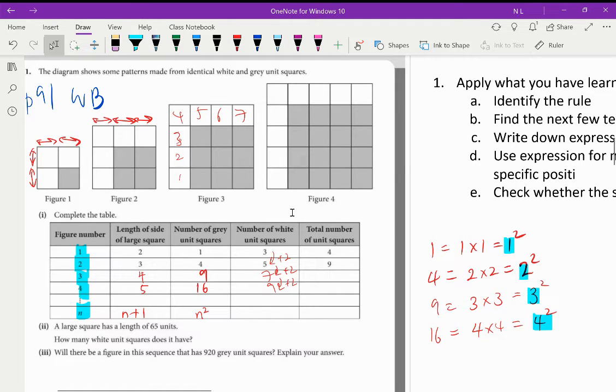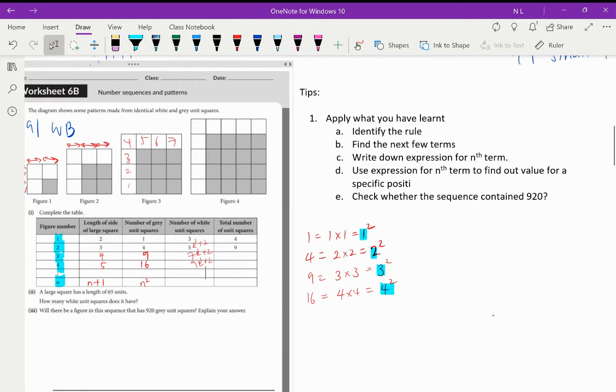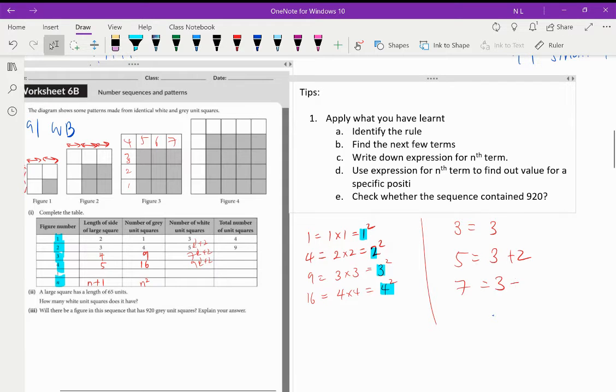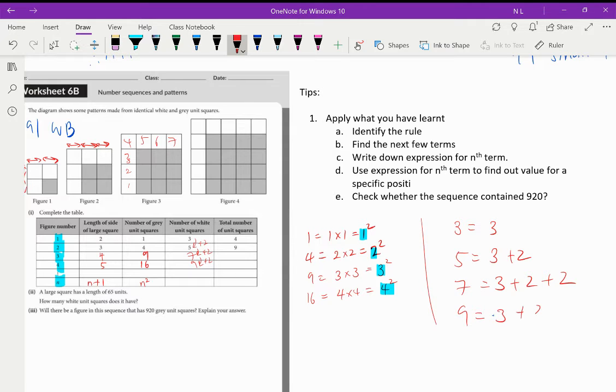So how do we find the number of white unit squares? One way is you can express the number in terms of the first term. So 5 equals 3 plus 2. 7 equals 3 plus 2 plus 2. 9 equals 3 plus 2 plus 2 plus 2.